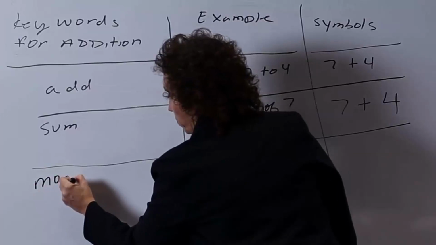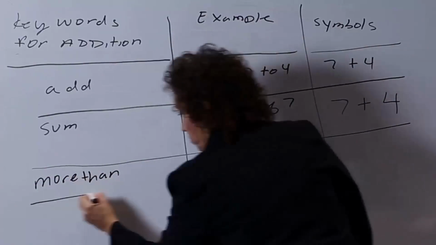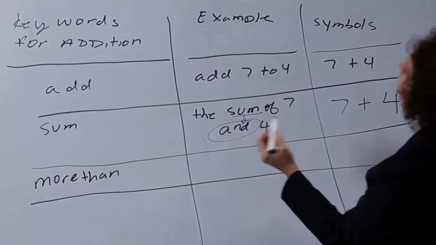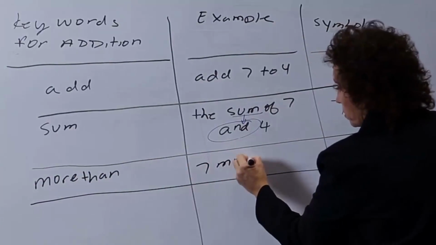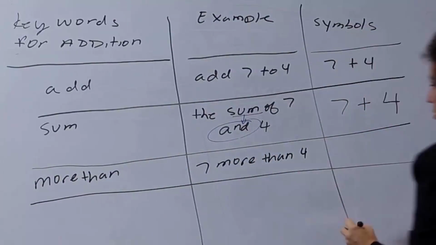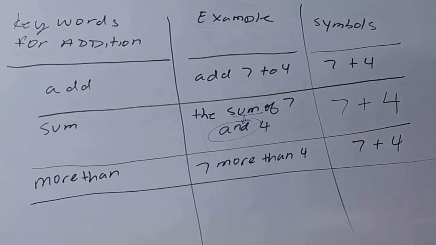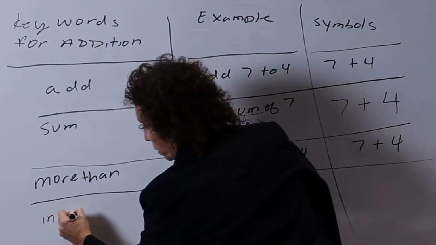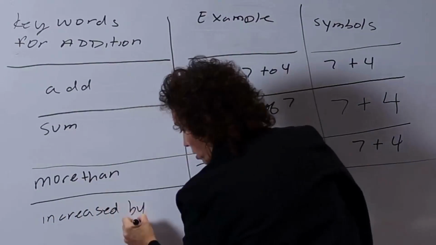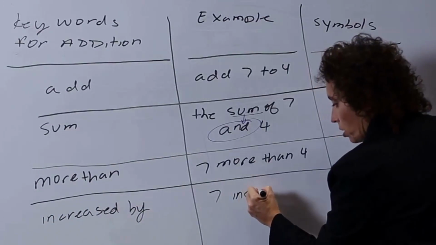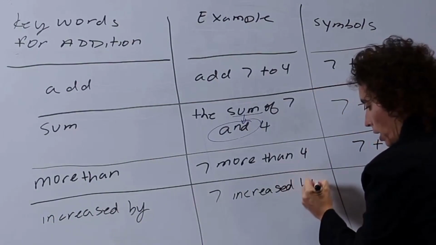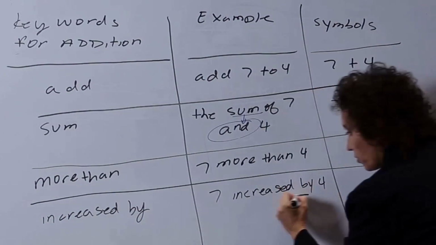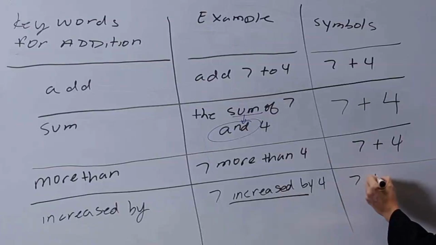Then we have the phrase more than. Okay, 7 more than 4. 7 plus 4, or 4 plus 7. Again, all of these could be reversed because they're commutative, but we don't necessarily want to. And then finally, another one that we haven't really used today, but it does mean the same thing, increased by. 7 increased by 4. Increased by is another key phrase, and it means to add.